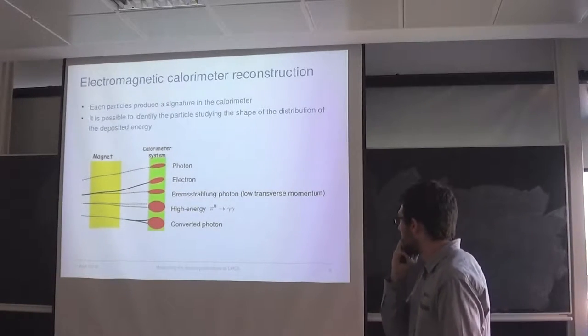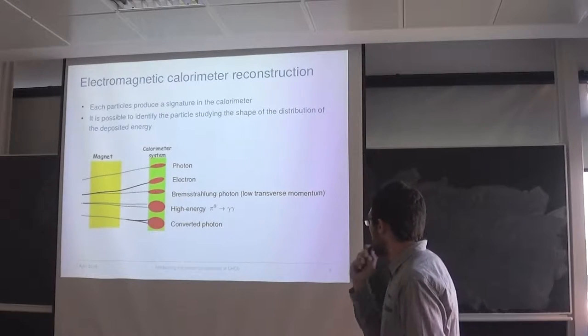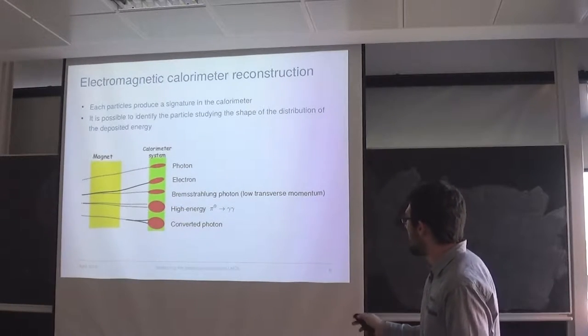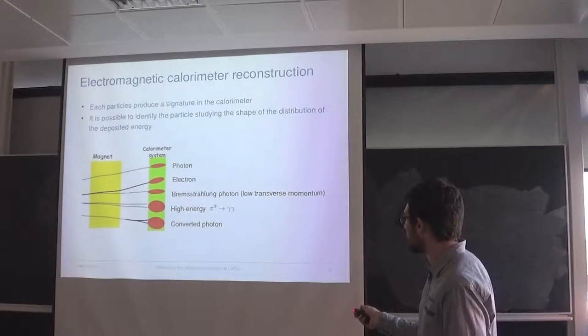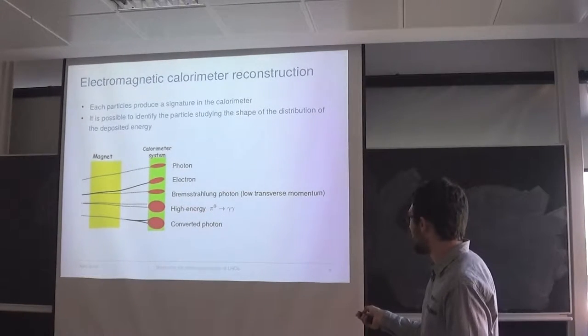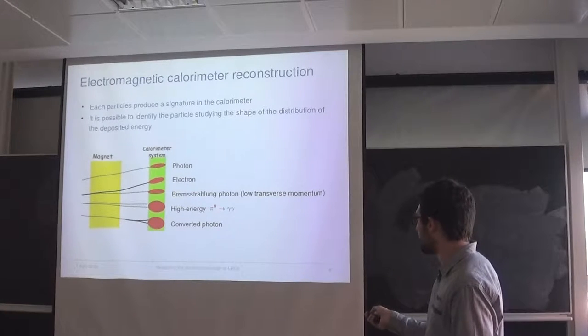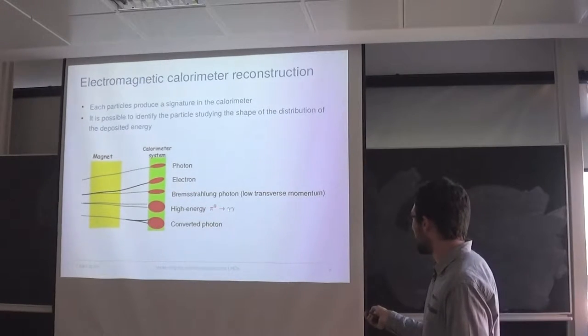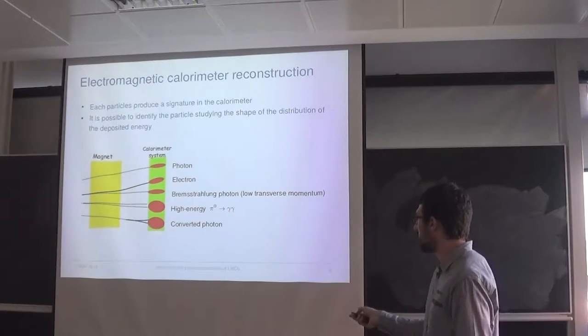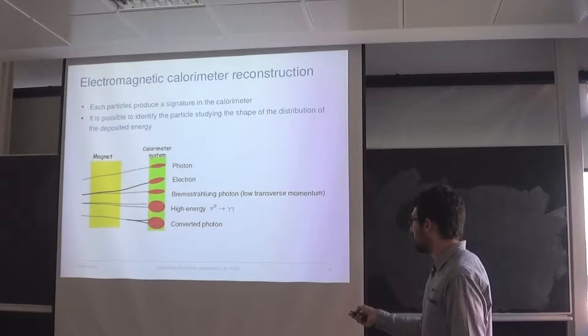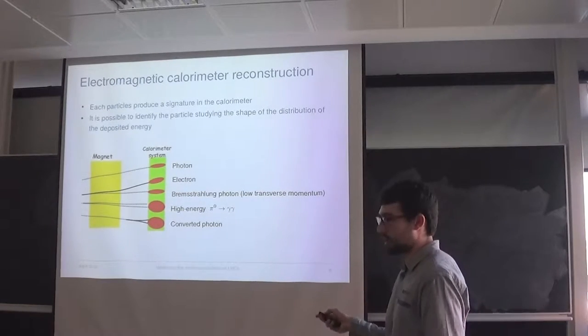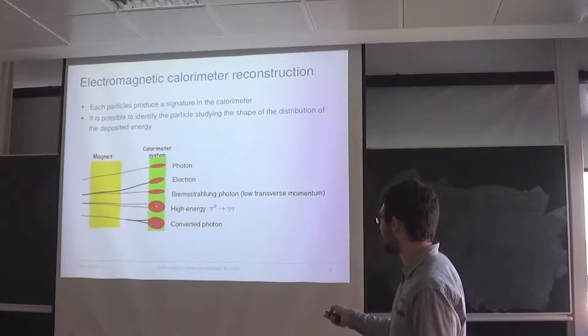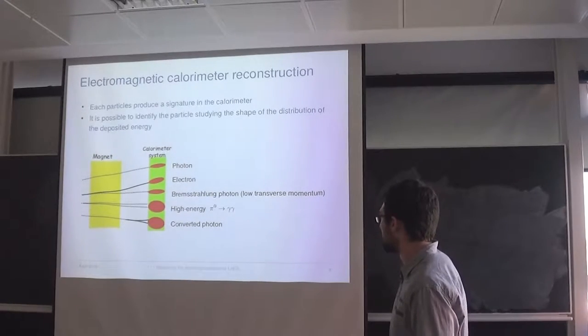So one of the challenges is to identify the photon, for example, to separate the photon from a high energy pi zero, because a high energy pi zero decays into two photons, but these two photons form a single cluster. This cluster has a different shape than the single photon.